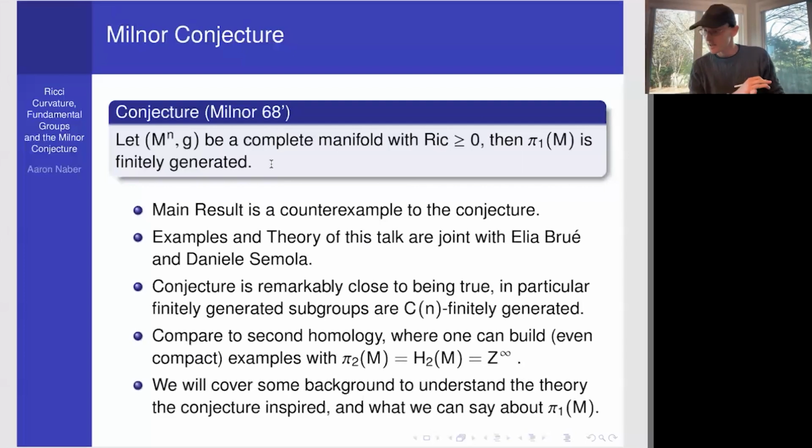So my basic plan here is I'm going to cover some background to the theory to understand the various things that this conjecture inspired over the years, and what we can actually say about the fundamental group, and then we'll move on to drawing a bunch of pictures and trying to get some sort of idea of what the counterexample actually looks like.